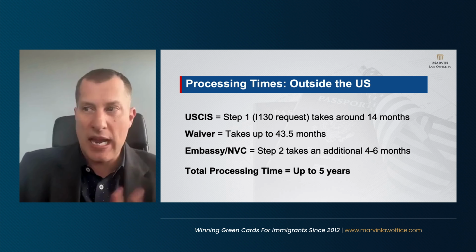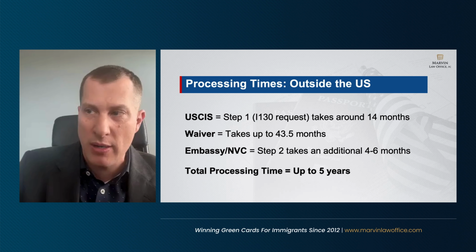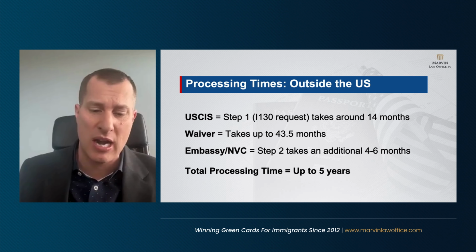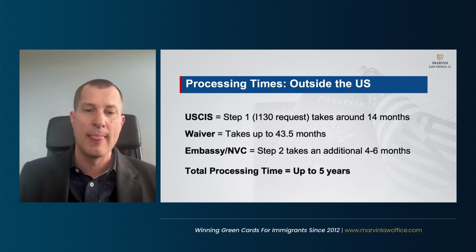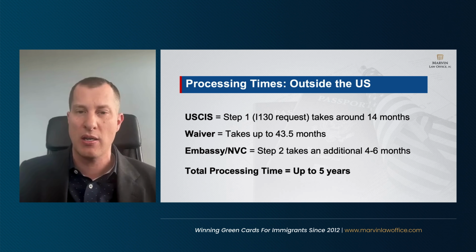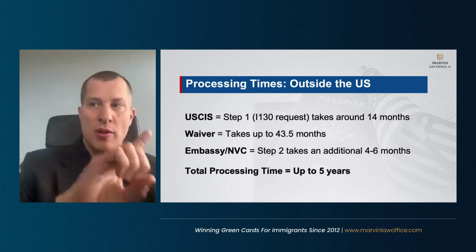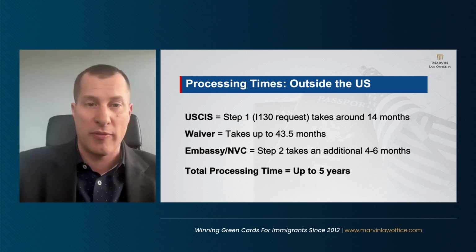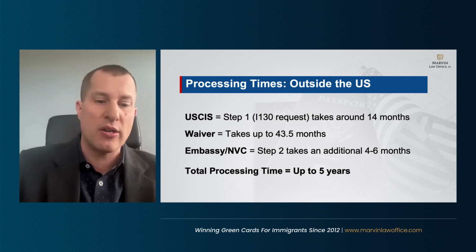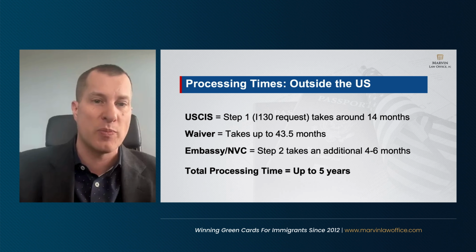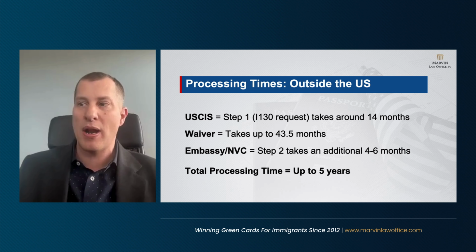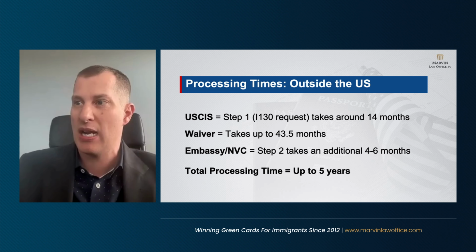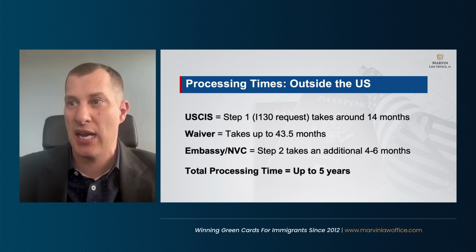So waivers, again, it's taking over 43 months to get a decision on a waiver. I hope that changes. We track it all the time because we've got a lot of clients that we're doing waivers for, but that is a huge waiting delay. So again, step 1 is about 14 months. Step 2, if you have to do the waiver, it could be up to 43 months. The National Visa Center and the embassy, that could be 4 to 6 months before you get that interview. Total processing time can be up to 5 years is the point. So it really depends on your history and what's going on, but that is what it can take, okay?